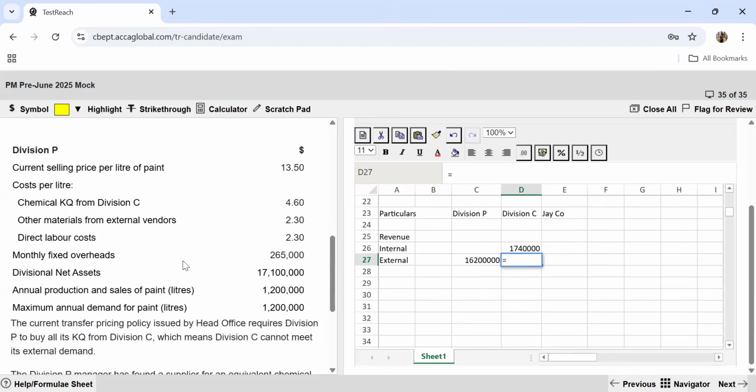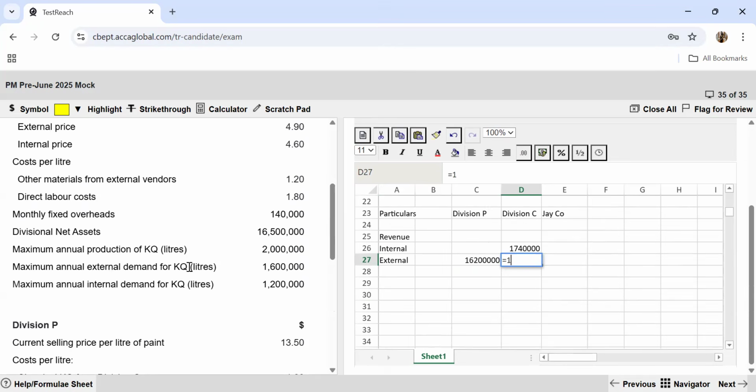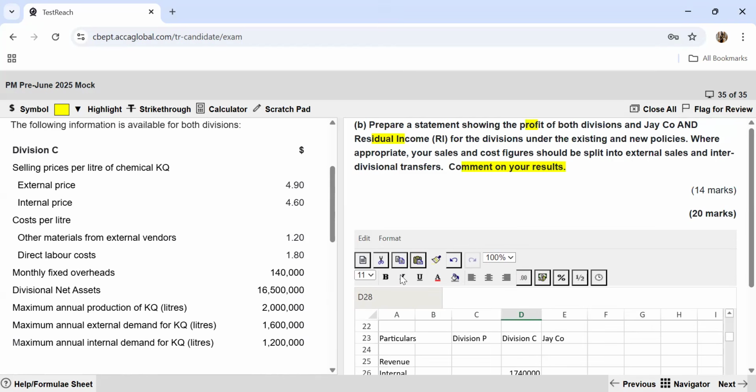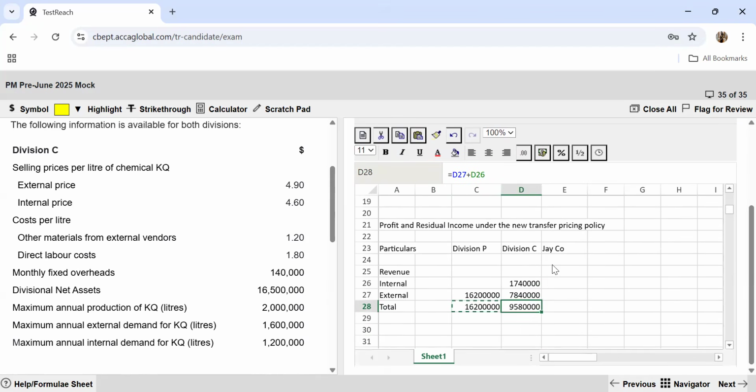If I talk about the external sales of Division C, it is selling now the whole 1,600,000 units multiplied by 4.9, their external selling price. So this is what their revenues are going to look like. So what is the total revenue going to be? Total revenue for both of the entities is going to look something like this. And then if you want to show the total revenue for J company, it's only going to include these two numbers. So this is what the total revenue for J company is going to look like. You can copy paste this number from here. This will be the total revenue that we show for the entire company.